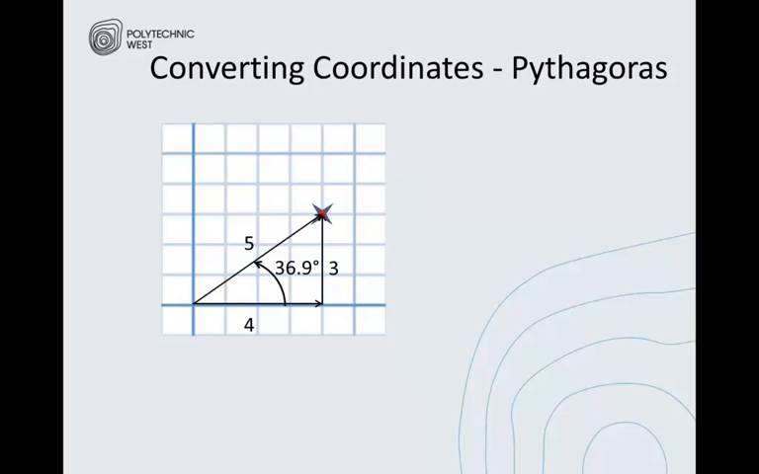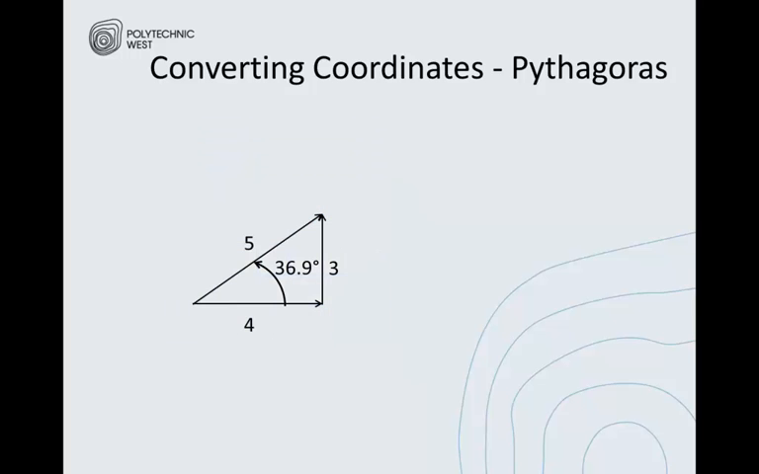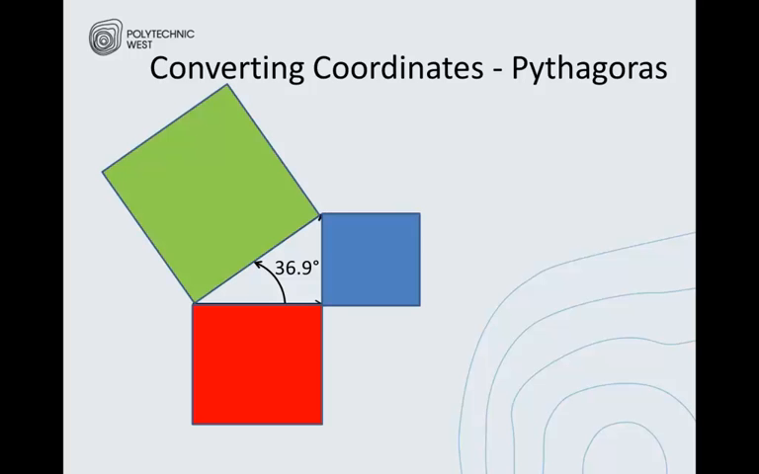To convert from one coordinate system to the other, we can use a little trick discovered by Pythagoras. Let's tidy this up. Get rid of the point and get rid of the graph. And you can see that what we have left is a right-angled triangle. Pythagoras discovered that the area of the square on the big side is the same as the area of the other two sides put together, the squares on the other two sides.